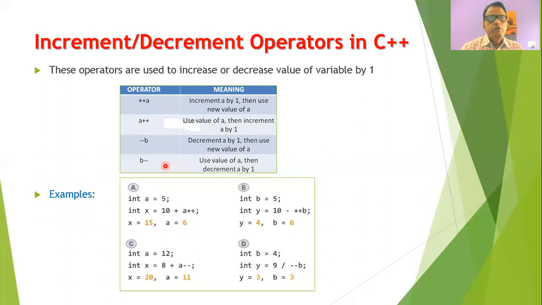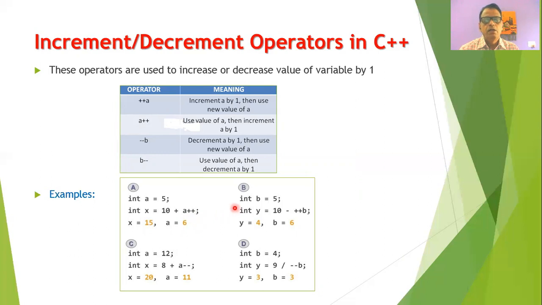So for example, we have written a short code where we can illustrate how to make use of plus plus a or a plus plus, similarly minus minus a or a minus minus. Suppose a is equal to 5, the initial value of a, and suppose we have written a statement integer x is equal to 10 plus a plus plus. Now one can easily observe that the value of a is 5. Therefore, the value of a will be added to the 10 and the value of x will become 15, and then the value of a will be incremented so that it will become 6.